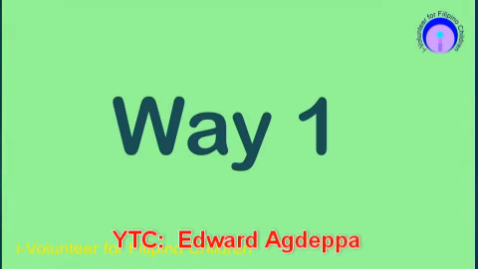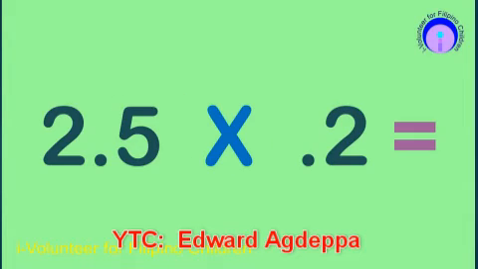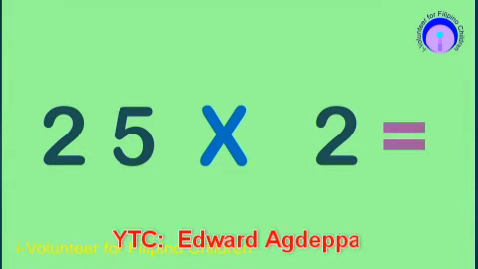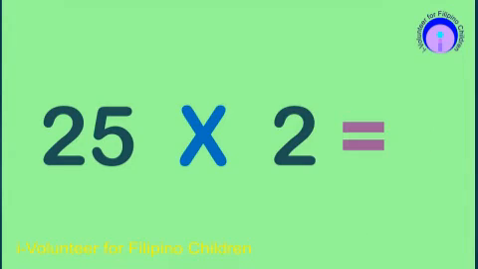In way 1, you have to remove all the decimal points in the problem. The original problem looks like this. But then if you are going to remove the decimal points, this will be its new form. No, it's not magic, but it is our first step in multiplying decimal numbers. Now it becomes 25 times 2. What is the product? Can you guess?